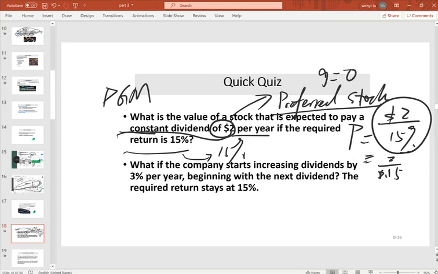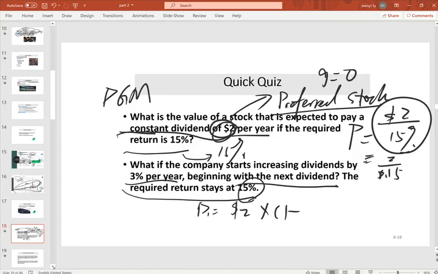Next one: if the company starts increasing dividends by 3% per year, beginning with the next dividend, what's the price you're willing to pay for this company's stock, based on a required rate of return of 15%? If the dividends increase by 3% next year, what's the dividend next year? D1 equals D0, $2 per share, times 1 plus 3%. So 2 times 1.03 equals $2.06 per share.